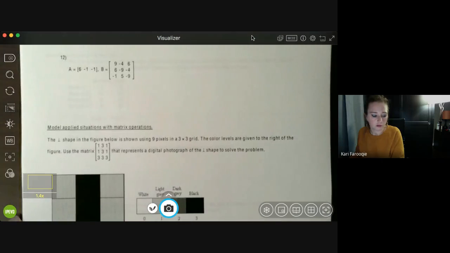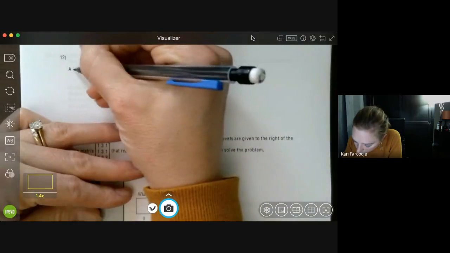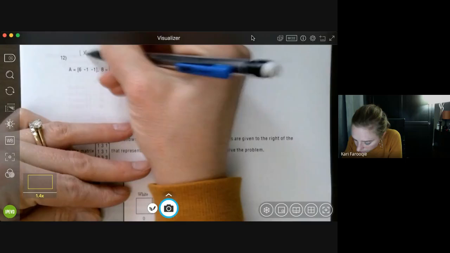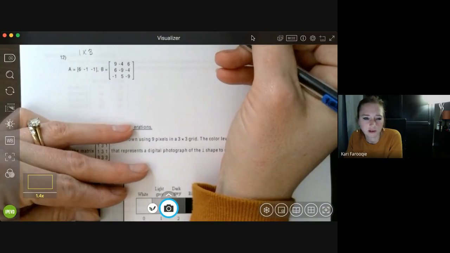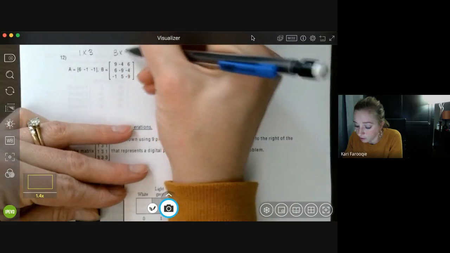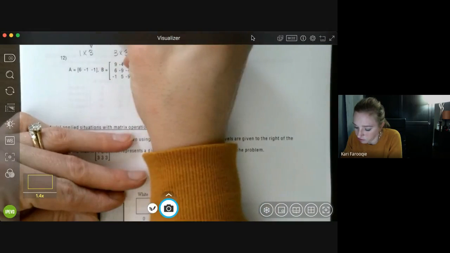Number 12. All right, so we have our rows times columns, 1 row, 3 columns. I know this is going to look so weird because you're thinking, wait, there's no way we can multiply these together. This doesn't look right. But actually, you can multiply these together because their inner dimensions are the same.